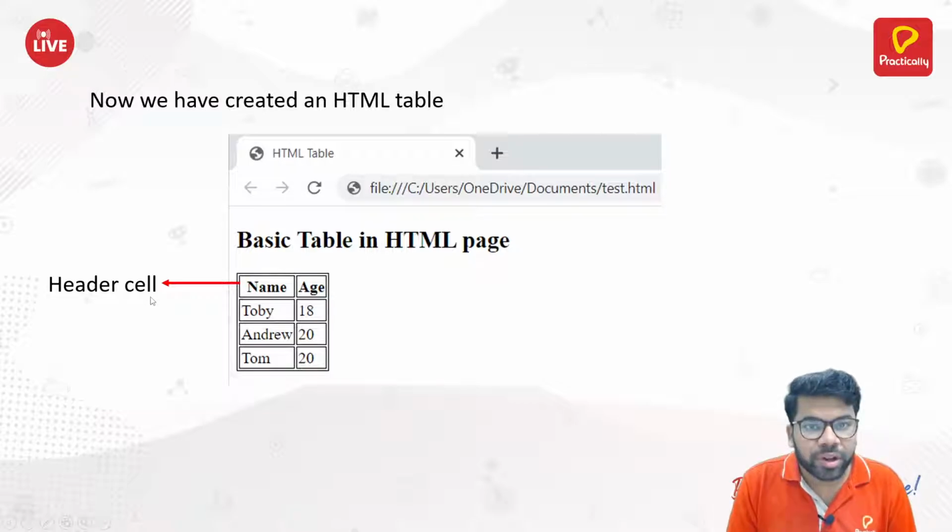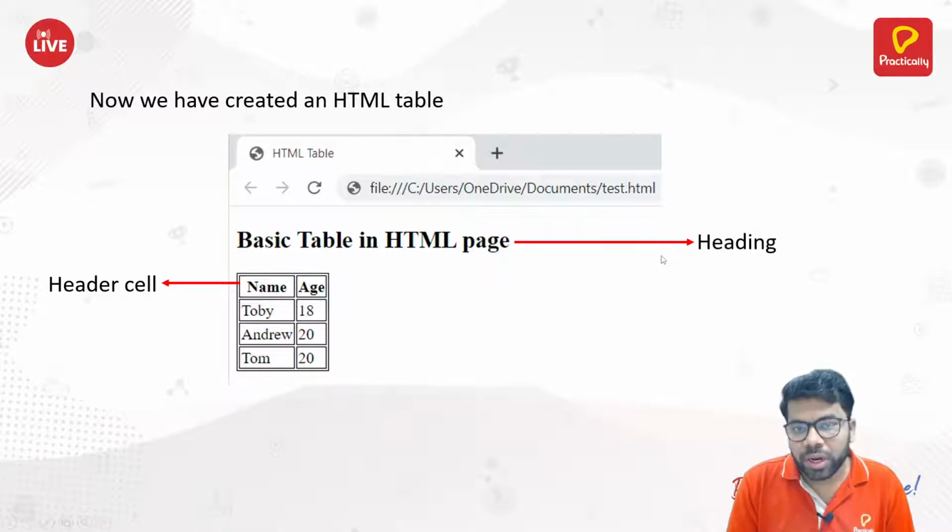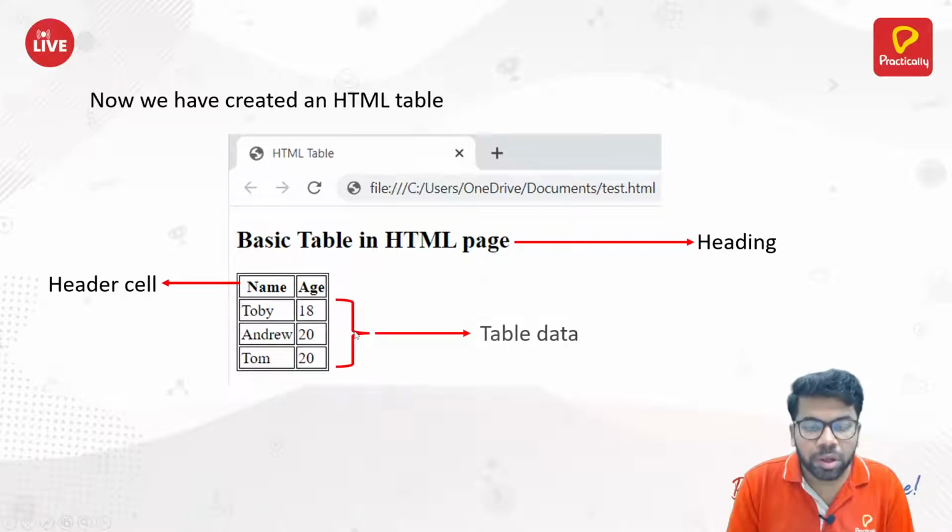So this is the header cell. You can display this with the help of the th tag. And this is the normal heading. We display this heading with the help of the h2 tag, and these are nothing but the table data. This table data we need to insert using the td tag. Then only we will be able to insert the data.